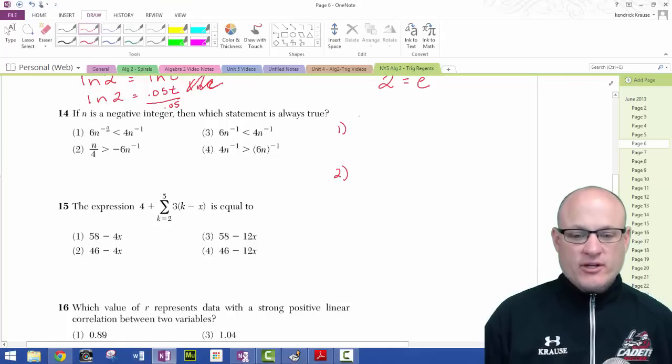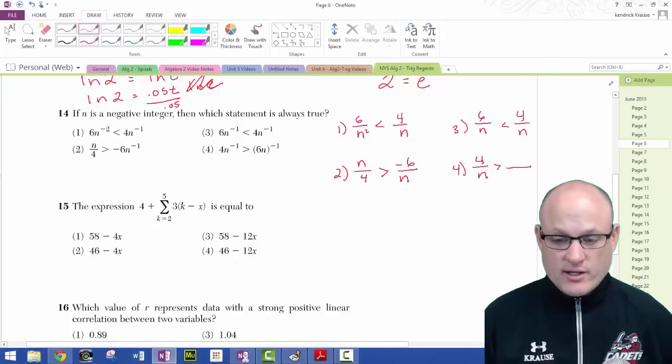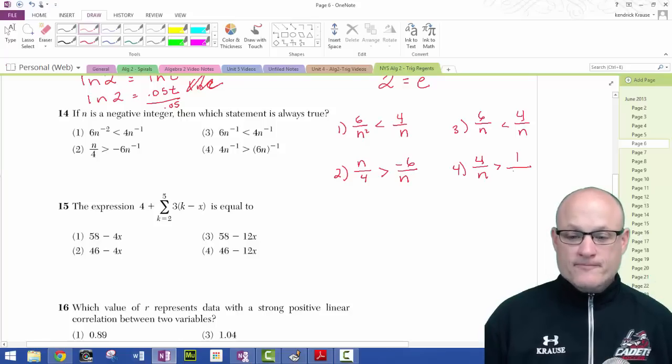The first one is 6 over n squared is less than 4 over n. The second one is n over 4 is greater than negative 6 over n. The third one is 6 over n is less than 4 over n. That looks like a pretty easy one to check right there. The fourth one is 4 over n is greater than... Now this one's going to change a little bit since the 6n is in parentheses. It's 1 over 6n.